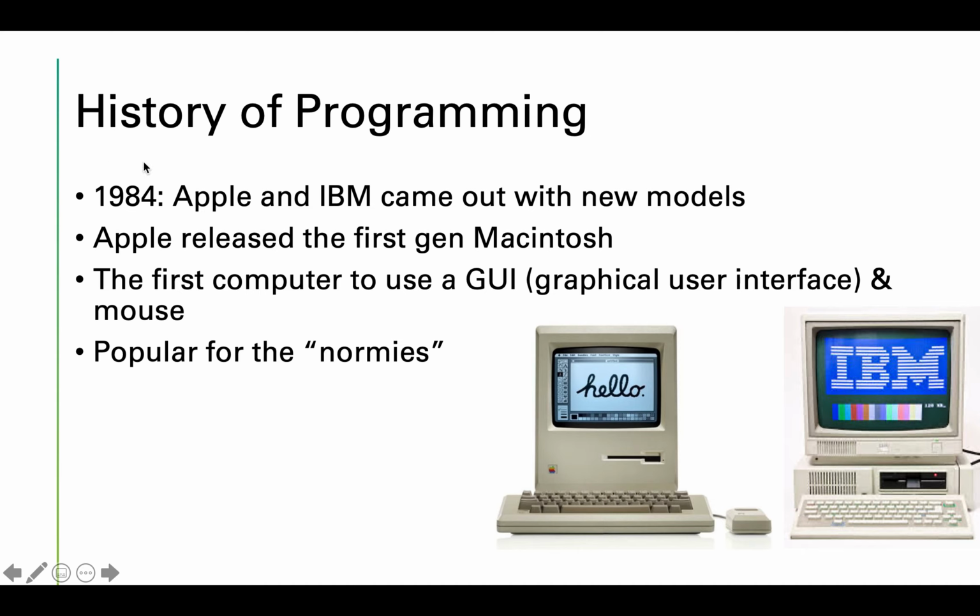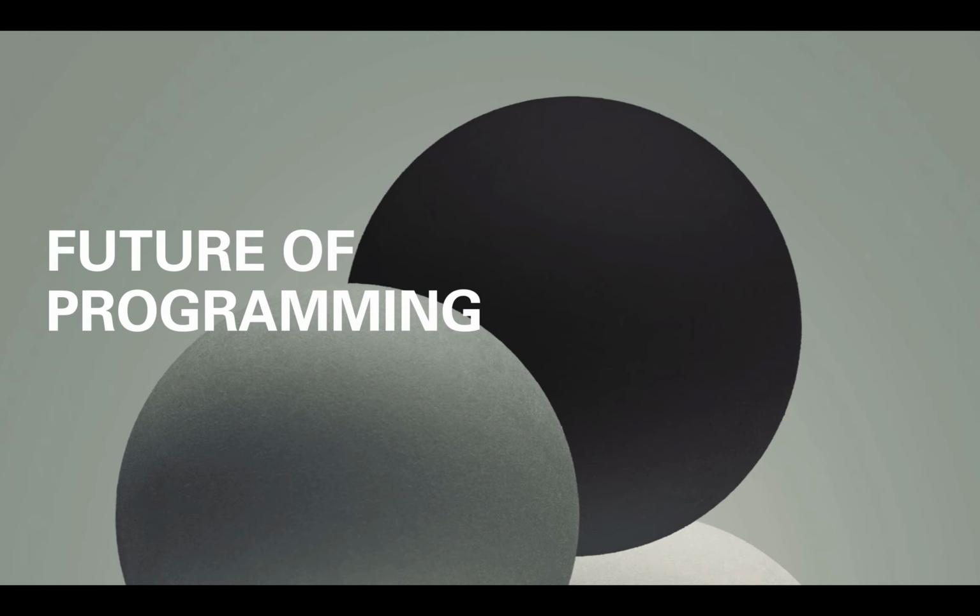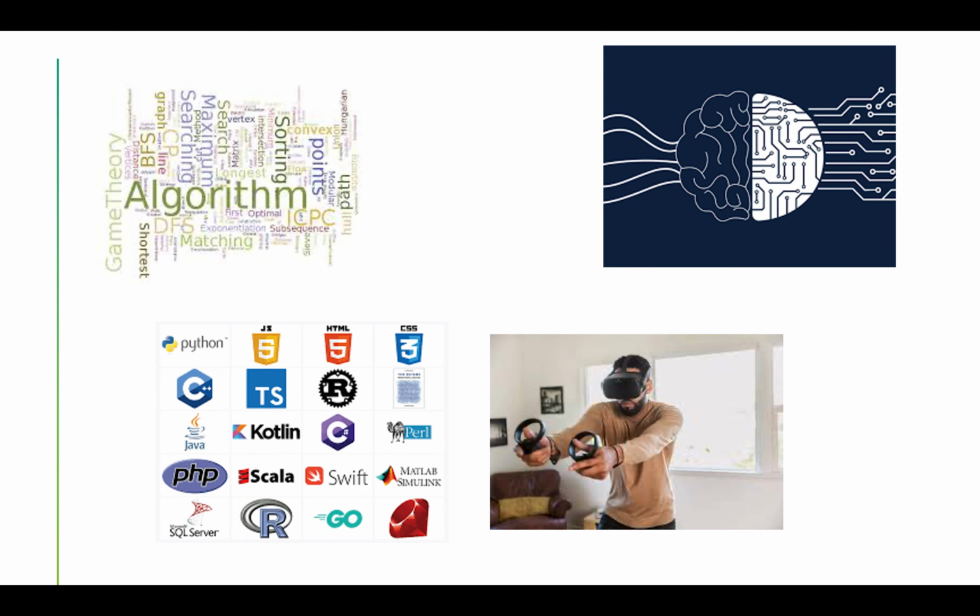Fast forward to 1984, Apple and IBM come out with new models. The GUI was used, graphical user interface, and mouse, which made it more accessible for people new to computers, easier to use. Okay, and future programming. As time goes on, we're making developments in AI, artificial intelligence, virtual reality, algorithms, and we're making revisions, updates to coding languages, or making new coding languages.